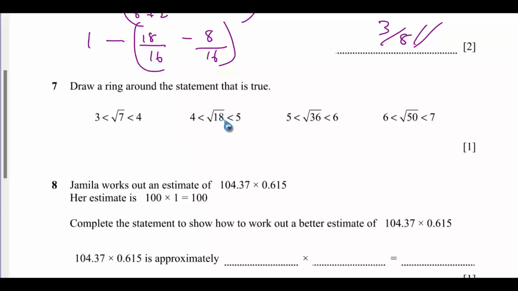We have square root of 18. We know that square root of 16 is 4. So obviously square root of 18 will be greater than 4. So 4 is less than 4 point something. Yes, this is correct. And 4 point something is less than 5. So this is correct, so we just draw a ring around this one. You don't need to waste your time doing the others. We are only asked to draw a ring around the statement that is true. So this one is true for us. So we'll go to the next question.